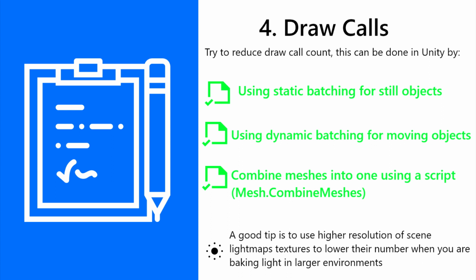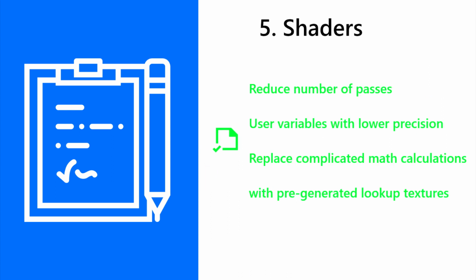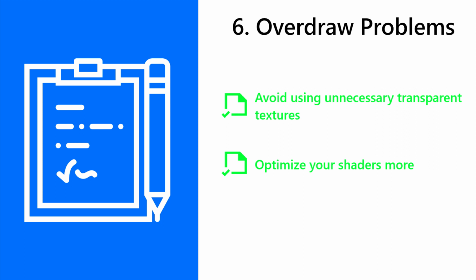The fifth mistake has to do with shaders. Optimize your shaders for better performance. Reduce the number of passes. Use variables with lower precision. Replace complicated math calculations with pre-generated lookup textures. Always use a profiler to determine the bottlenecks. It's a great tool. For rendering, you can also use the awesome Frame Debugger, which will help you learn a lot about how things work in general when decomposing rendering processes with it.